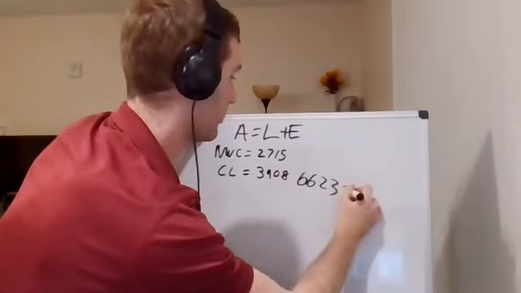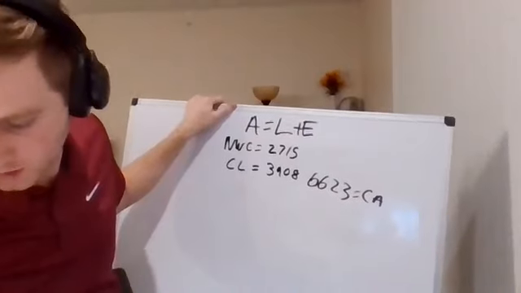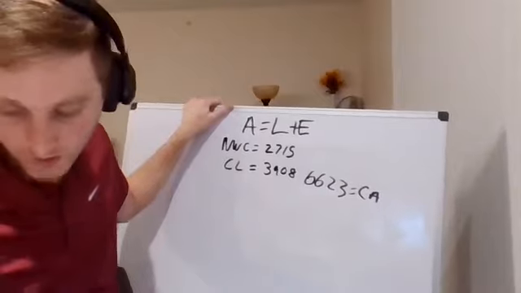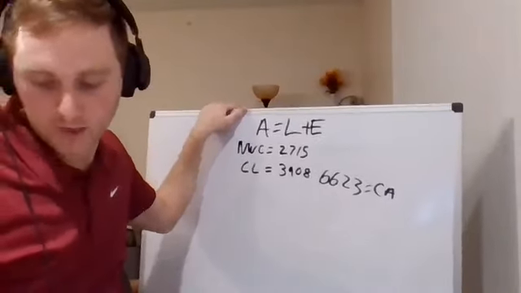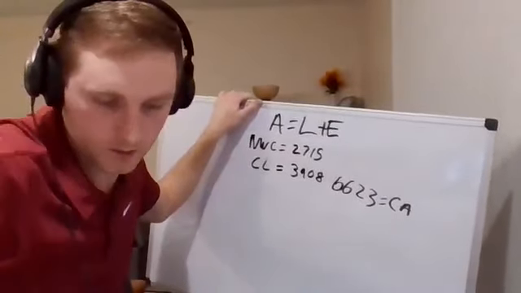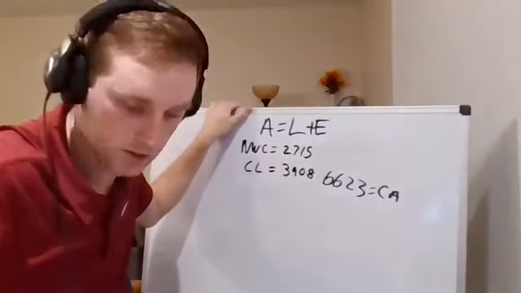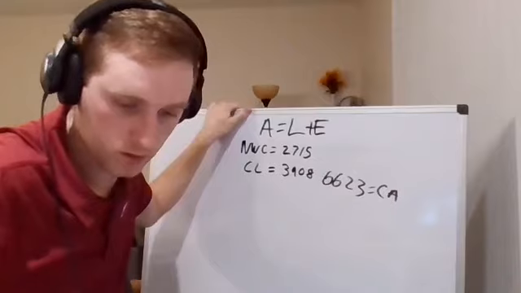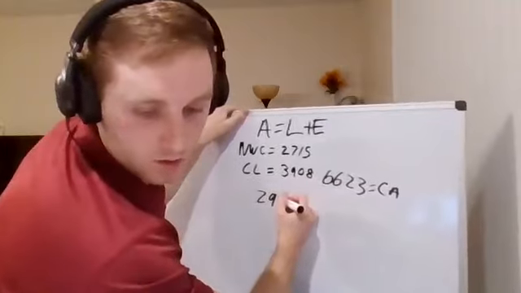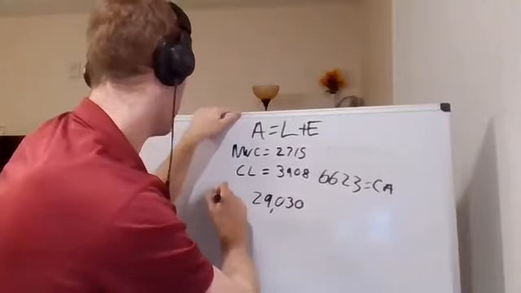This is our current assets, right? Now it's asking for how many dollars worth of sales are generated for every dollar in total assets. Now we have to add this, our current assets, to our net fixed assets, which is 22,407 plus the 6623, which gives us 29,030. That should be our total assets.